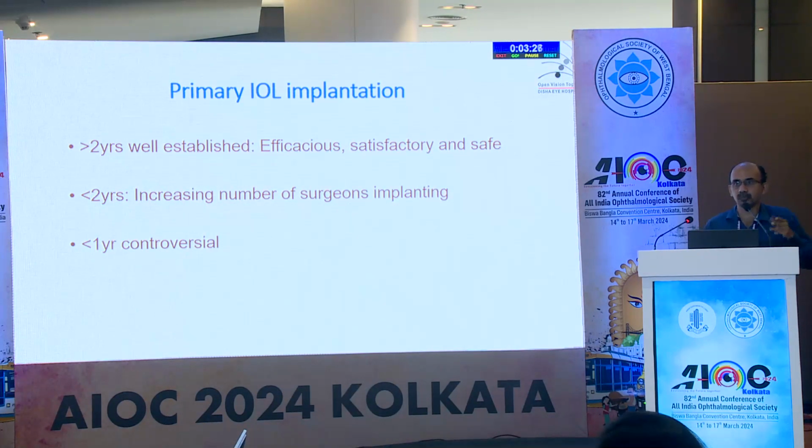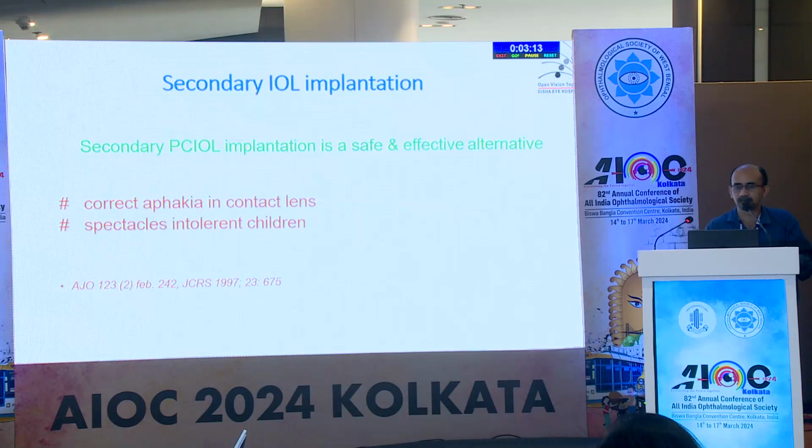For less than 2 years, we usually go by the horizontal white to white corneal diameter, and give an overall haptic diameter 1 millimeter more, so that it can snugly fit into the sulcus. Secondary IOL implantation is also a safe and effective alternative. It corrects aphakia in contact lens and spectacle intolerant children. In traumatic cataract, at first we cannot go for IOL implantation. After the eye becomes quiet, we can go for secondary IOL implantation.